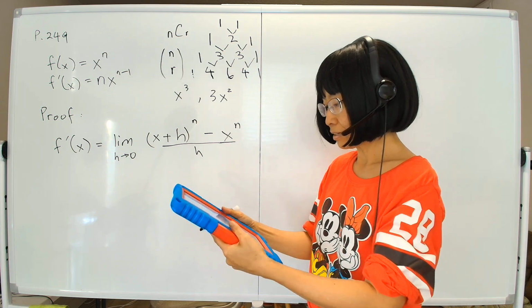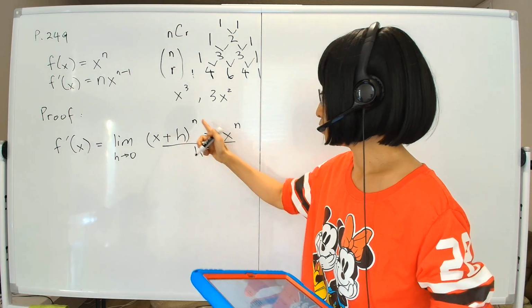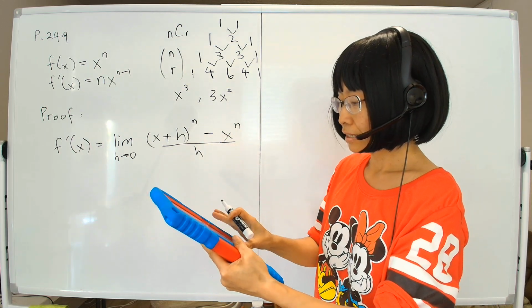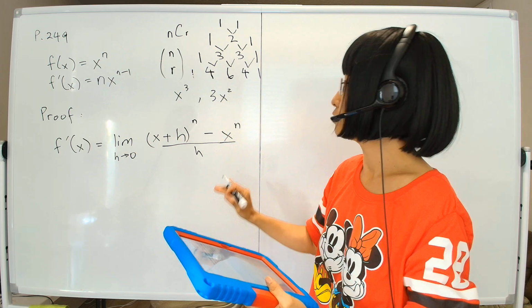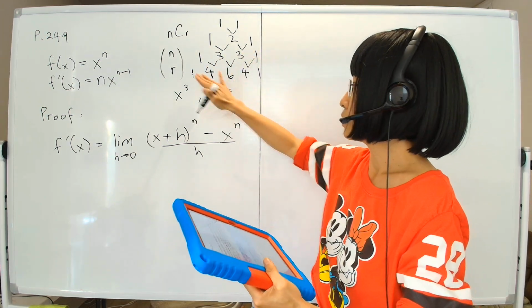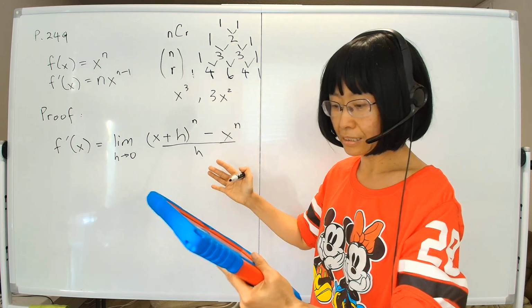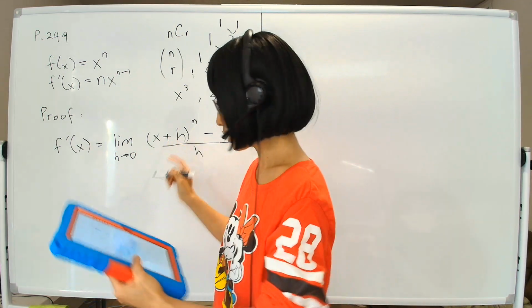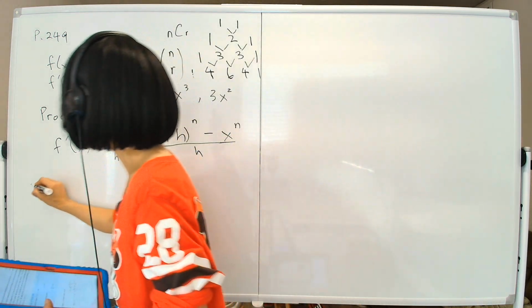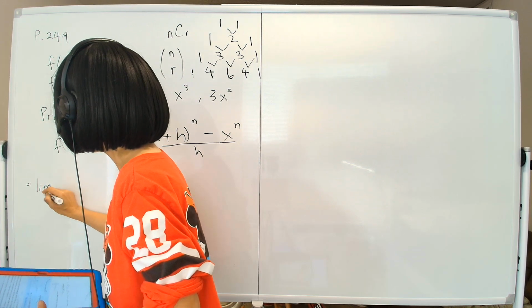Now, the most complicated part of this proof is we need to expand this thing to the power n. The expansion to the power n follows the rules of combination. Before, we followed the rule for n equals 3, but now we're going to follow the rule for n in general, which says the expansion of x plus h is... So this equals the limit as h goes to 0.